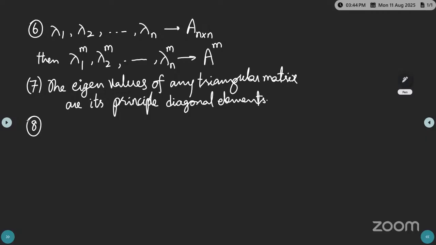The eigenvalues of an idempotent matrix. What is idempotent? A square equals A. The eigenvalues of an idempotent matrix are either zeros or 1. Okay.